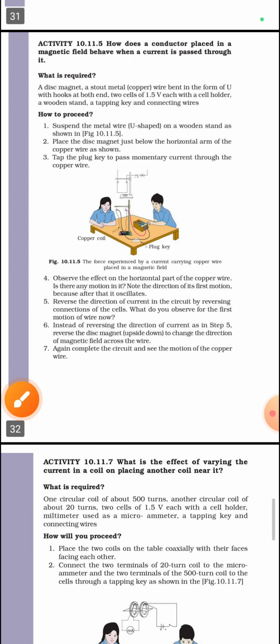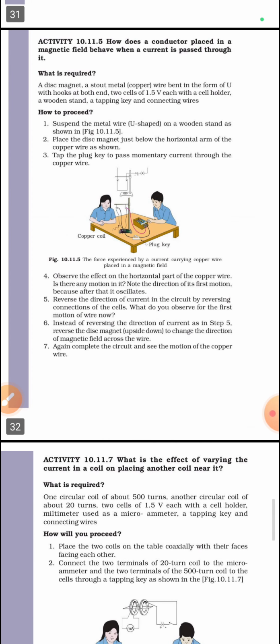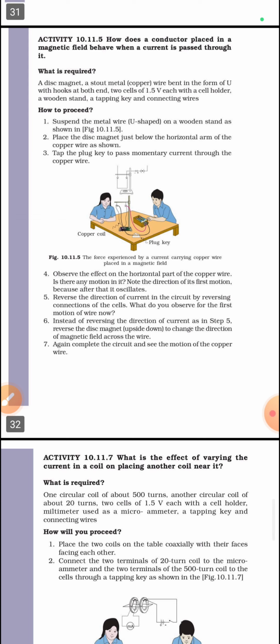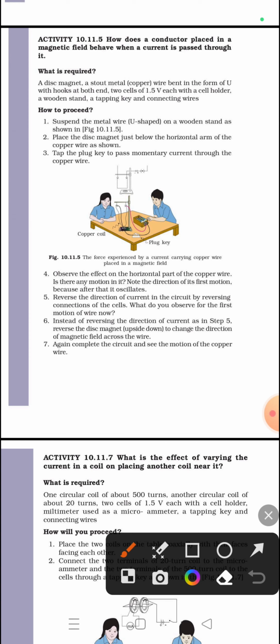How does a conductor placed in a magnetic field behave when a current is passing through it? When a current carrying conductor is placed in a magnetic field, then it experiences a force. This can be seen with this experiment: the force experienced by a current carrying copper wire placed in a magnetic field.